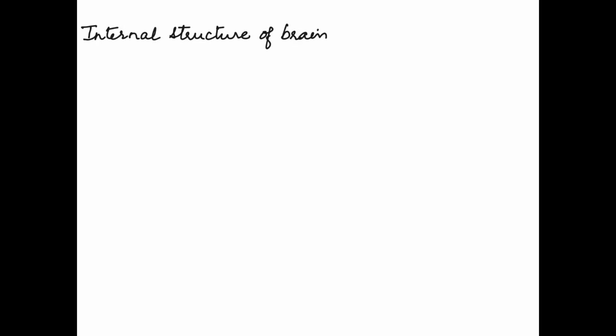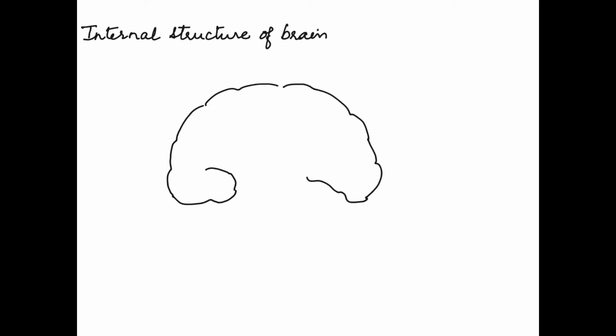In this video, I'm going to show how to draw the internal structure of the brain and label its parts. So first, we begin by drawing the cerebrum. Then, internally, you extend that to form the corpus callosum. Then we draw the upper part of the thalamus and then form the midbrain.